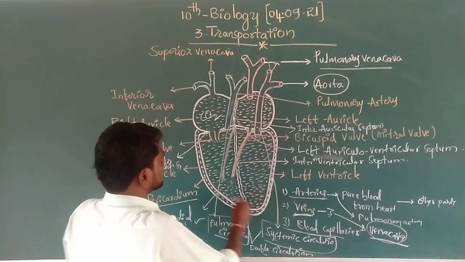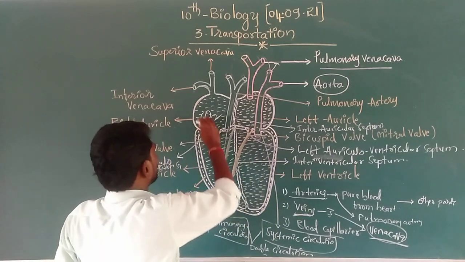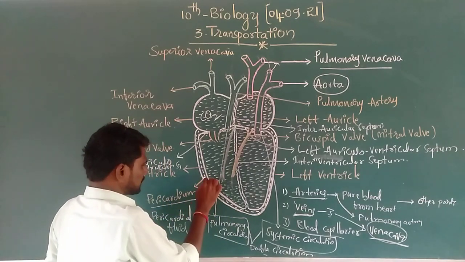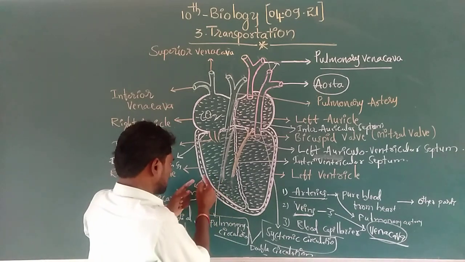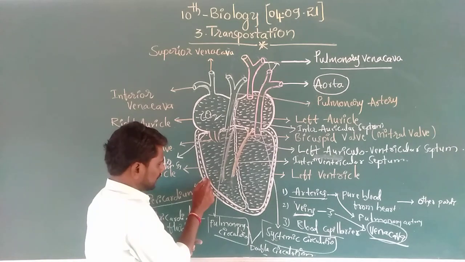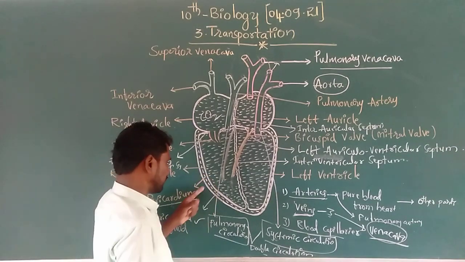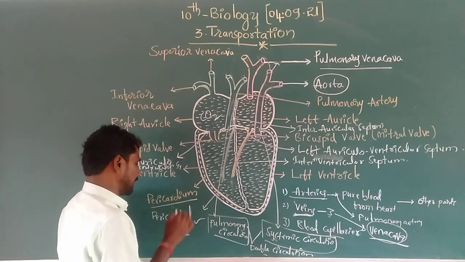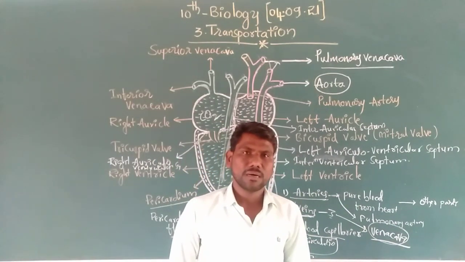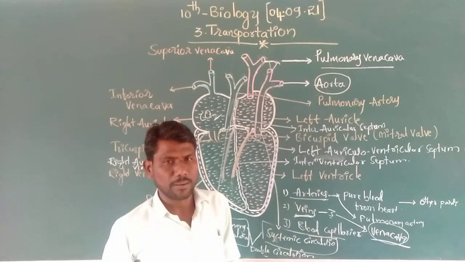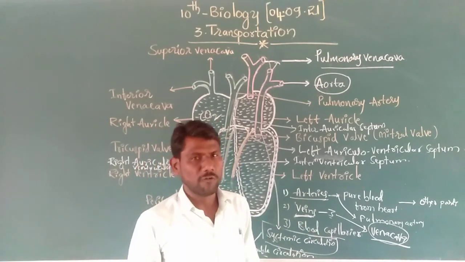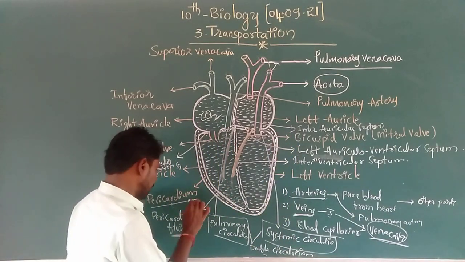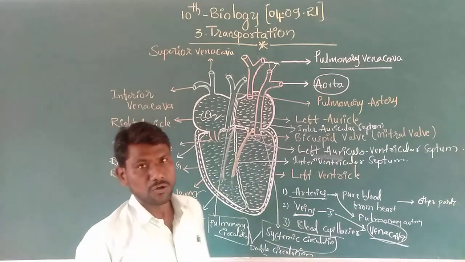Next, the heart is enclosed by two layers. These two layers are called the pericardium. What is the pericardium? The space between the two layers of the heart is called the pericardium. This pericardium is filled with a fluid called pericardial fluid. The pericardium and pericardial fluid protect the heart from electric shock, wounds and any mechanical injuries. This is the function of the pericardium and pericardial fluid.